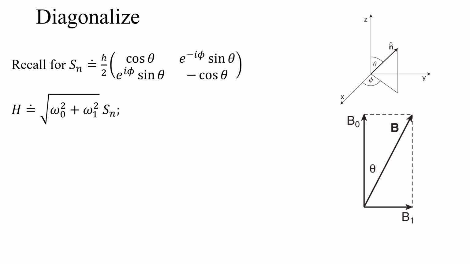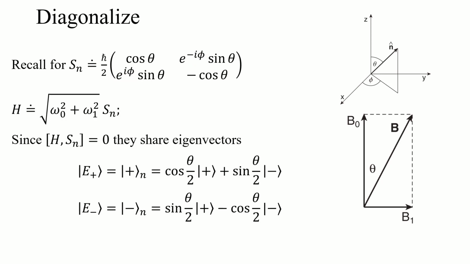And since that Hamiltonian is proportional to the S sub n operator, since those commute, they share eigenvectors. So we don't have to actually go through the whole solution again. We know they share common eigenvectors. So our eigenvector for the higher energy, or E plus state, is just the spin up in the n direction, and likewise for the E minus, or spin down in the n direction, state. Again, previously when we derived these eigenvectors, they had e to the i phi terms. Phi is 0 in this case, so they go to 1.